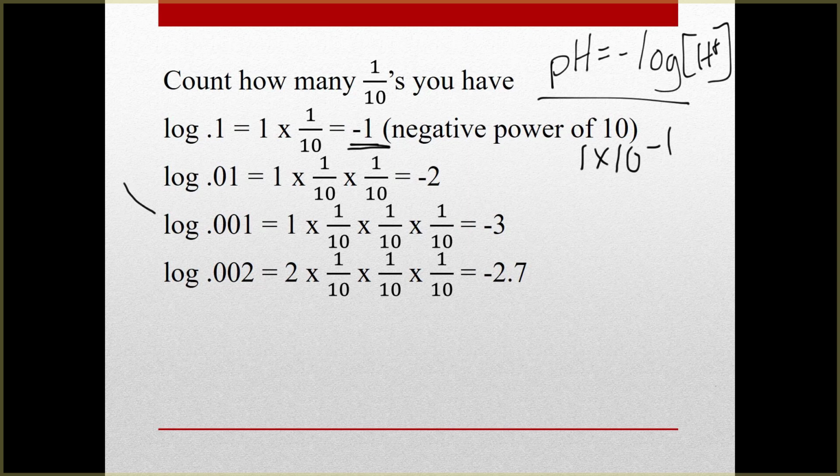A log of 0.001 would have 3 1/10ths, so that gives you a number of minus 3. If you have a log of 0.002, then you're going to get a negative 2.7. So it's a little bit different counting with smaller numbers.